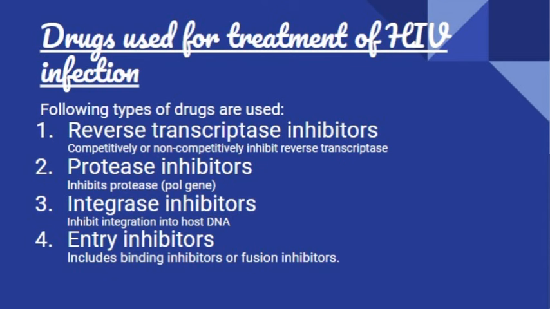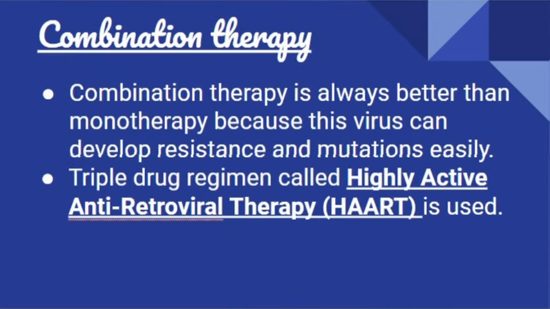The last type is entry inhibitors that could either be binding inhibitors, which deal with GP120 inhibition, or fusion inhibitors, which deal with GP41 inhibition. Now we will discuss the administration technique of these drugs. They are given in combination therapy. Combination therapy is always better than monotherapy because this virus can develop resistance and mutations easily. So a triple drug regimen called highly active antiretroviral therapy, HAART, is used.